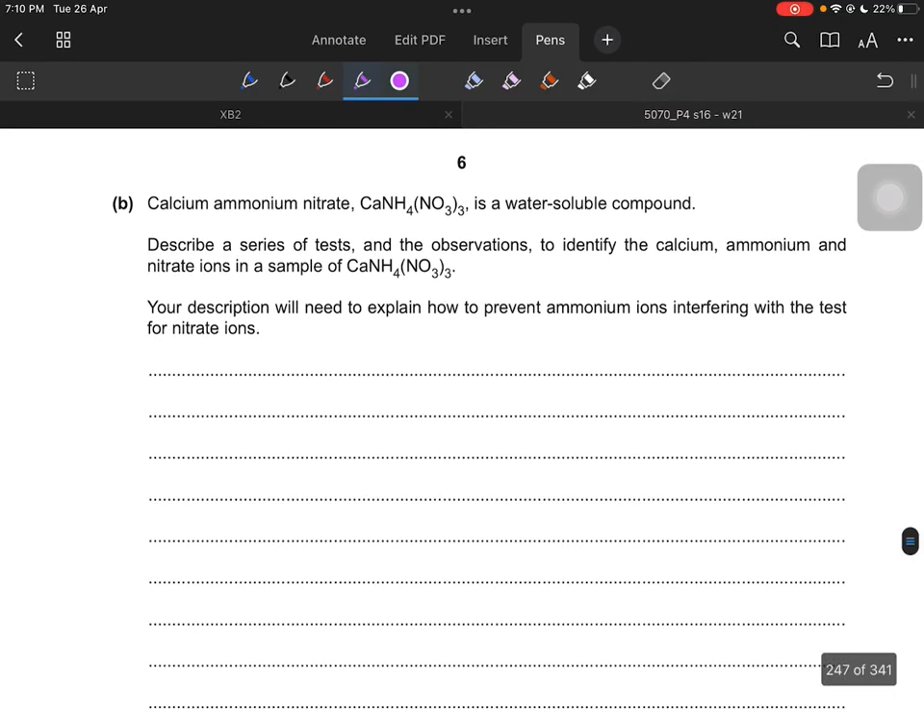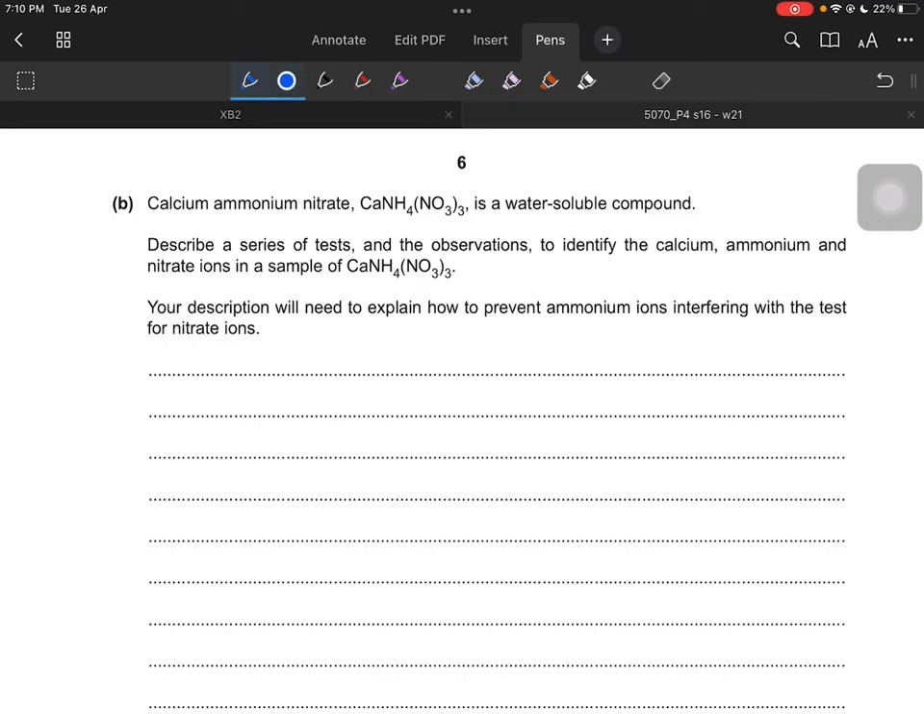Let's look at another part B of the same question. It says calcium ammonium nitrate is a water soluble salt. Describe a series of tests and the observation to identify calcium, ammonium and nitrate ions in a sample of calcium ammonium nitrate. Your description will need to explain how to prevent the ammonium ions interfering with the test of nitrate ions. Now, if you remember that each of these ions have a test that we have studied in previous video. So test for calcium should be something that we begin with.